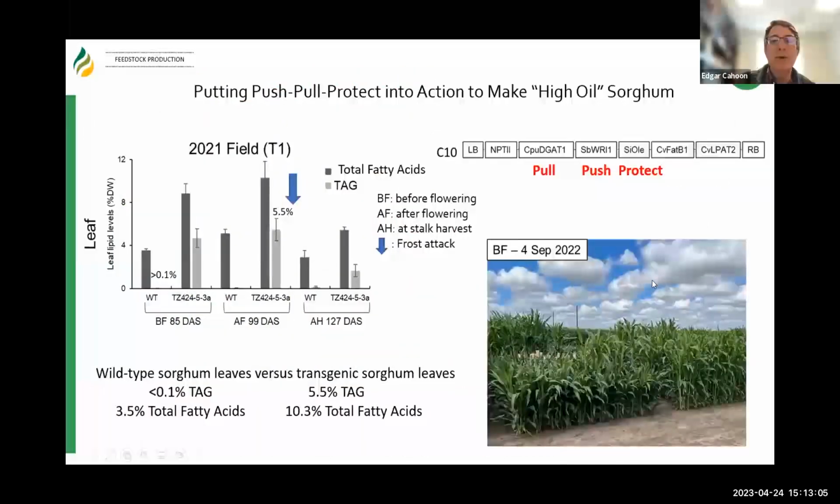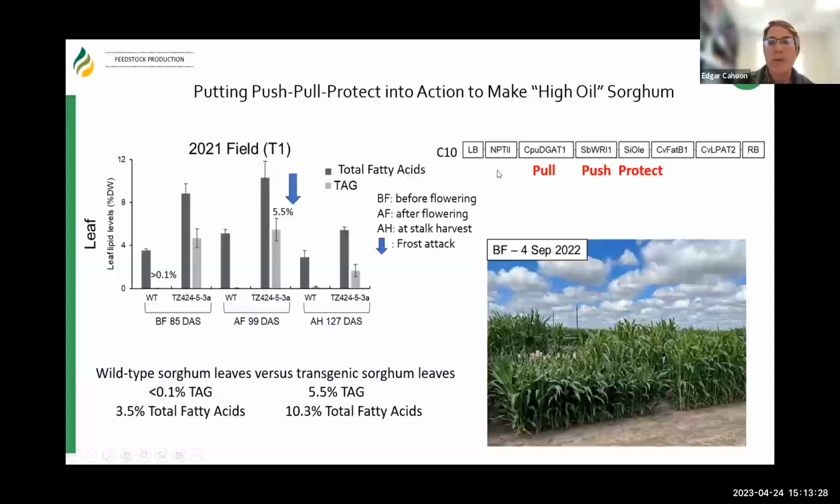Okay, and this is just putting the concept of push, pull, protect into action. So we're trying to make higher oil sorghum. And so this is one of the genetic constructs that we use where we are overexpressing DGAT1, overexpressing WRINKLED1, overexpressing an oleosin. We have some other genes in here, and I won't go into that today.